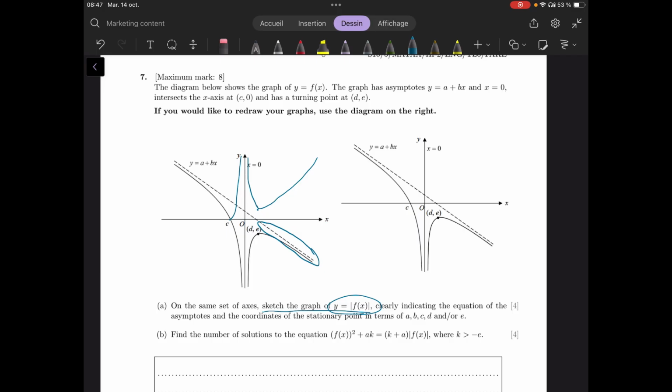Don't forget to reflect the slant asymptote as well, because it's also going to be part of the transformed curve. This line is y equals minus a minus bx. And this part over here is the point (c, negative e).